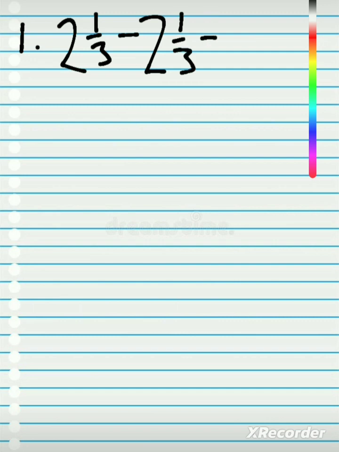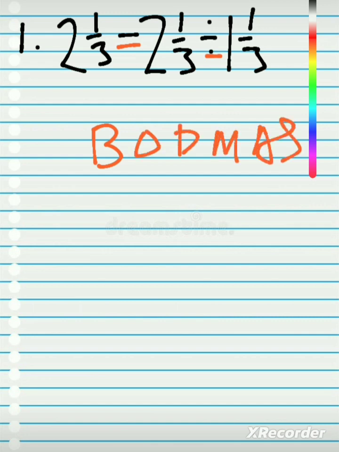Question 1: 2 1/3 minus 2 1/3 divided by 1 1/3. First you ask yourself on BODMAS which one has to be used first. Is it minus or divide? If we go to BODMAS, we can see that division comes first, then subtraction comes later. So we have to start with division.